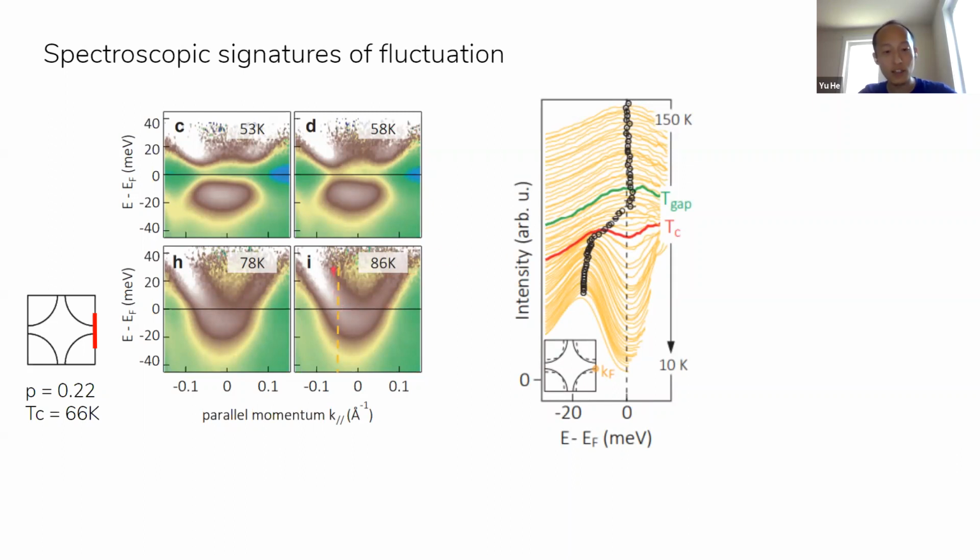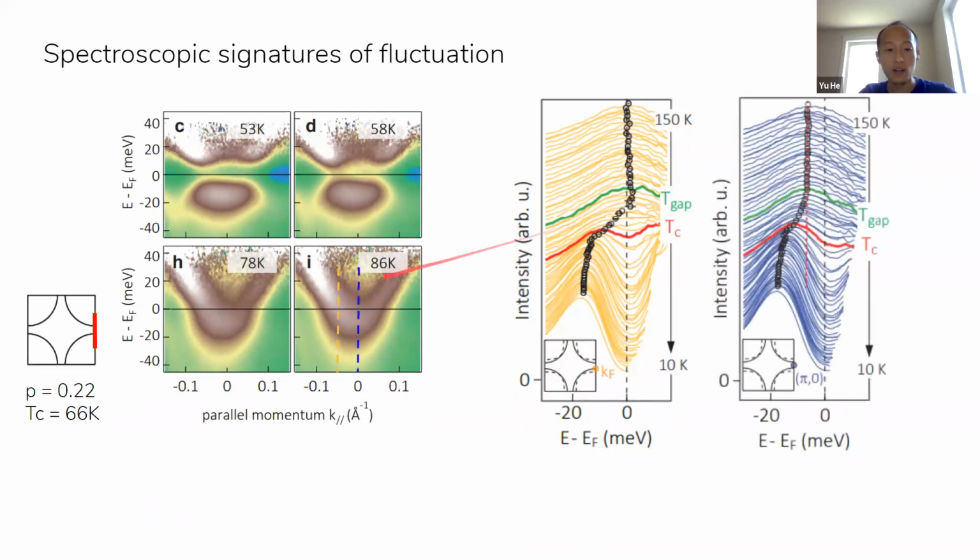So we can look at the energy distribution curve first at the Fermi momentum as a function of temperature. And we see clearly that at the bulk TC, there is a finite energy gap. The horizontal axis is energy. And this gap only closes at some temperatures substantially above TC.